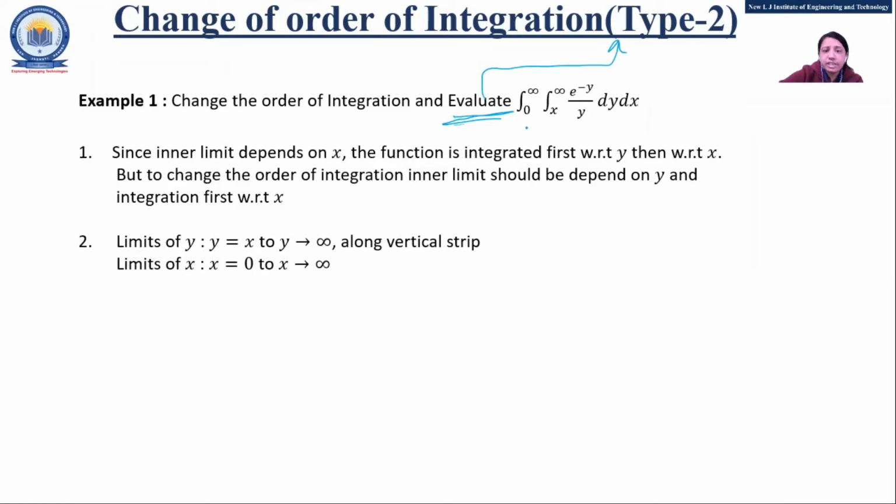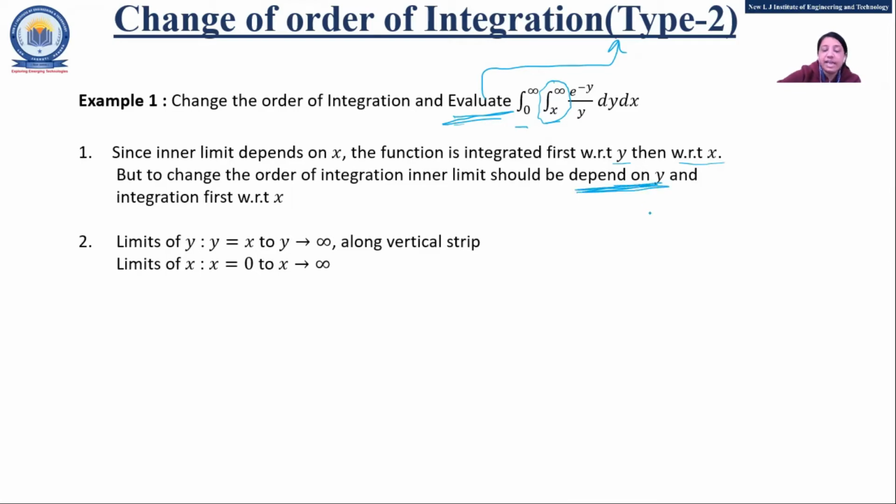The integration given is 0 to infinity, x to infinity, e raised to minus y by y dy dx. You can see that the inner limit depends upon x. So first it is with respect to y and then with respect to x. That is given. Now we need to change the order. So the inner limit must depend upon y.